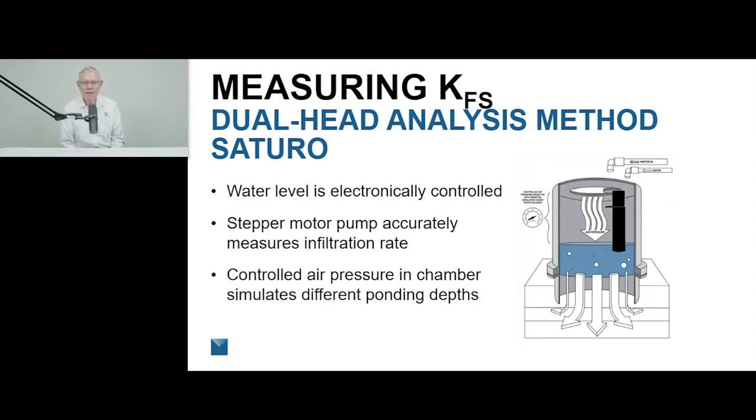To summarize, here's a diagram of the Saturo infiltration ring and chamber. The black cylinder in the chamber is a sensor that senses water level. Water is added by a stepper motor controlled pump to keep the water level constant and measure the infiltration rate of water into the soil. The chamber is sealed, and the overall ponding depth or water pressure is controlled by controlling the air pressure in the chamber.